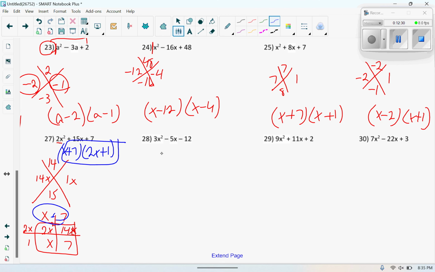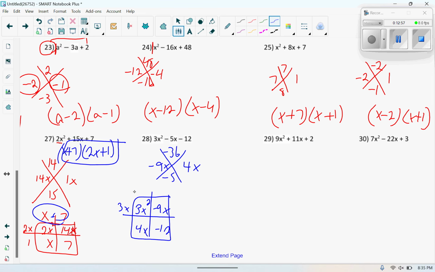Okay, let's do the next one. So I can't factor out a GCF or anything. So let's see, that's going to be 36, 9, and 4, and -9, +4. And this is going to replace that middle term. So 3x squared minus 9x plus 4x minus 12. That's going to be a 3x, so that's an x. That's a 4, and that has to be a -3. Yep, so I have x minus 3 times 3x plus 4.